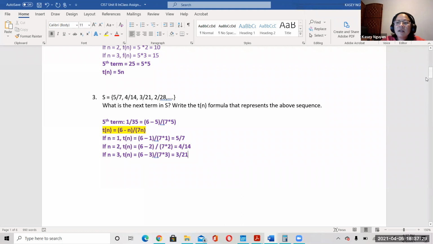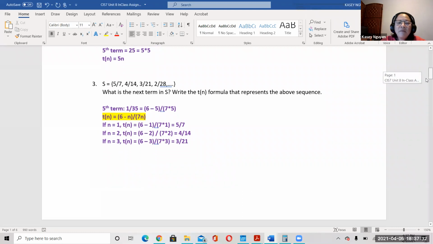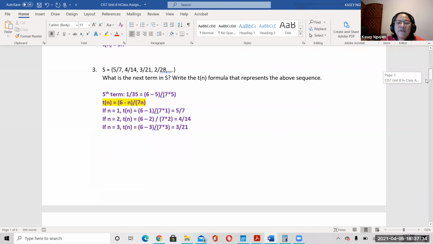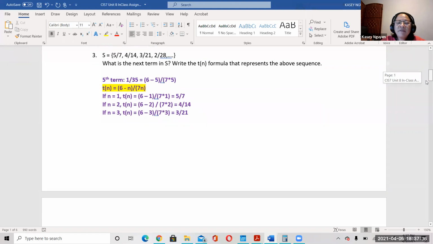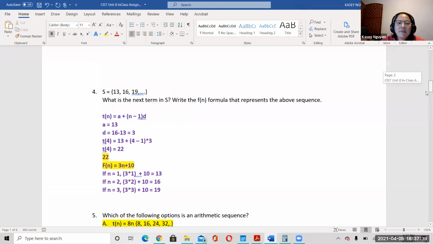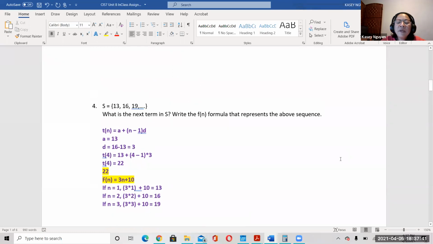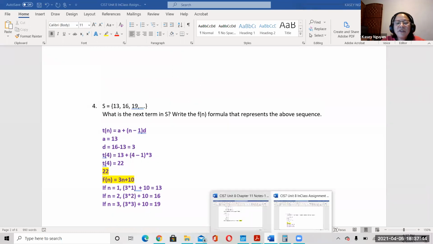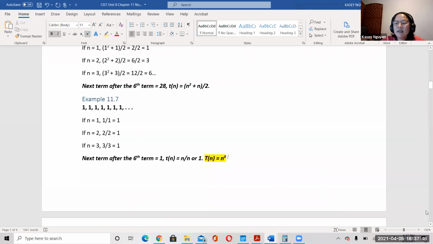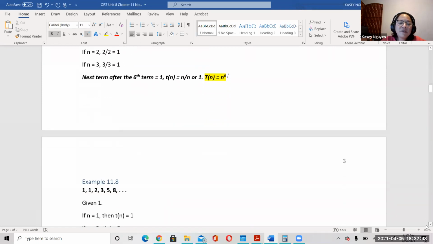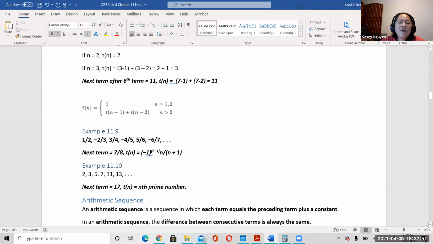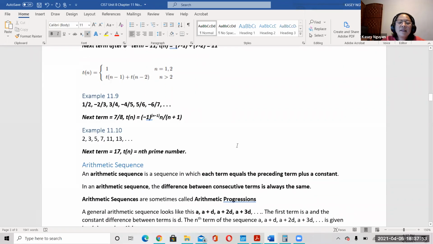So here we solved for 3. We came up with our equation for t of n, and then we would find the fifth term. Before we go into 4, I want to proceed a little further so you can understand what we're doing on the notes. So you can practice looking at these. We warm up with these, and then we would differentiate the type of sequence.